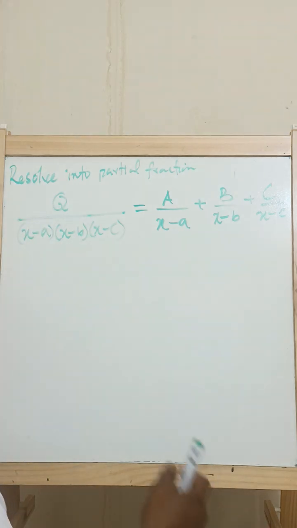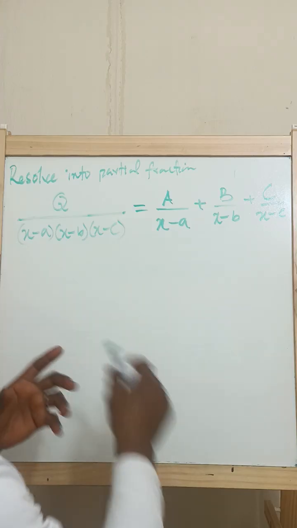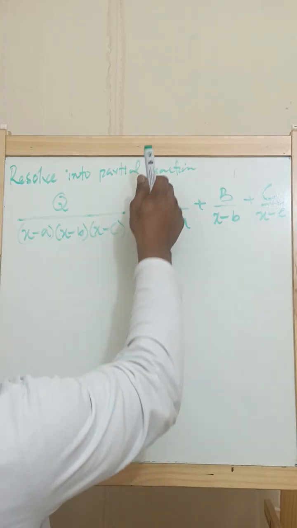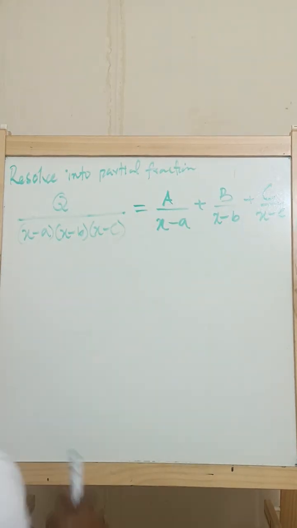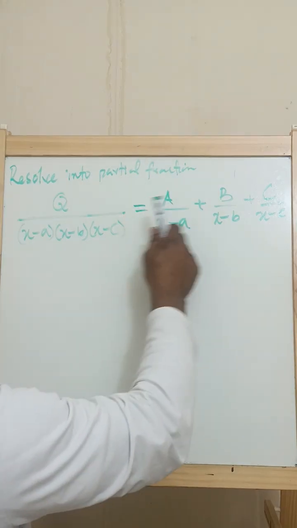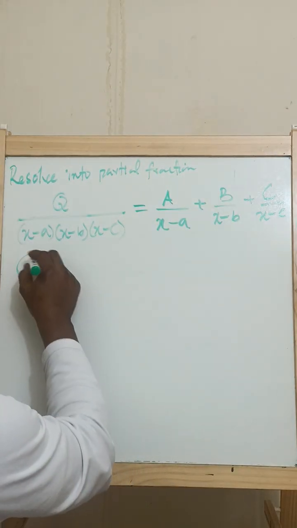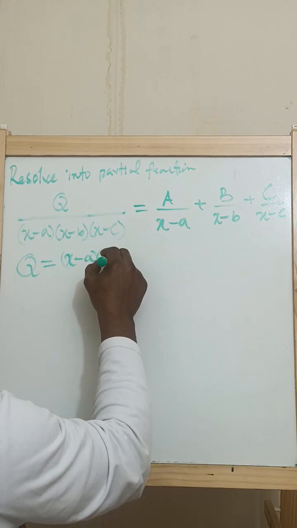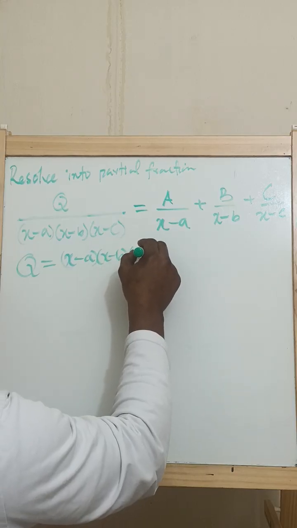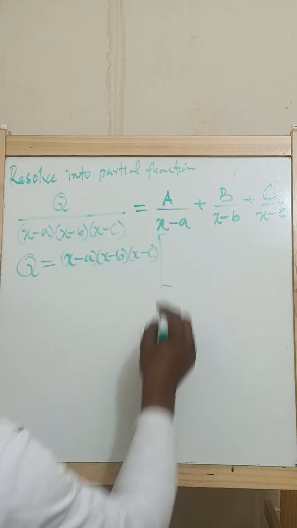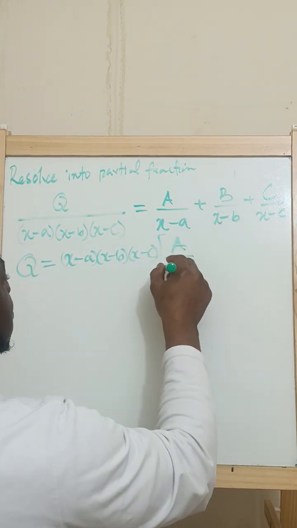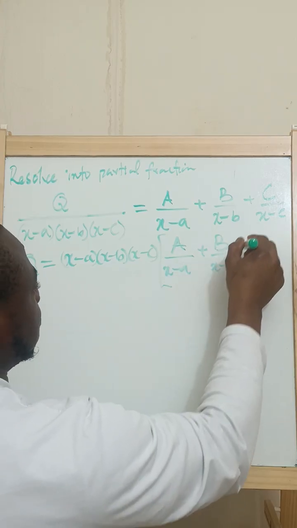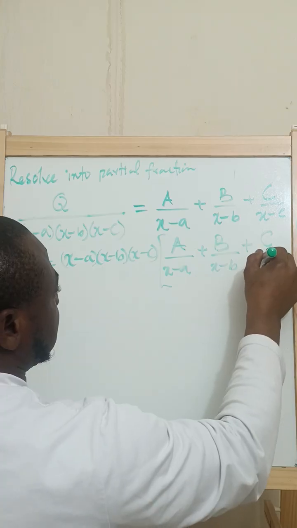The first thing we need to do is a kind of cross multiplication. That is, we take this denominator and use it to multiply this entire bracket. We put everything in brackets, and it's going to be Q equals x minus a, x minus b, x minus c, into brackets: A over x minus a, plus B over x minus b, plus C over x minus c.